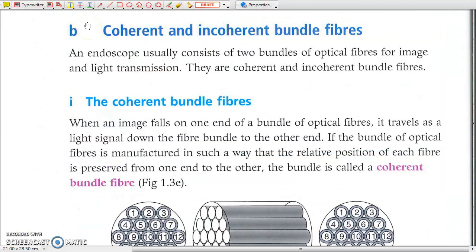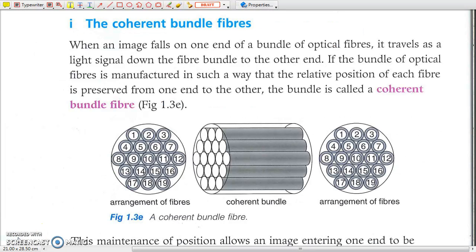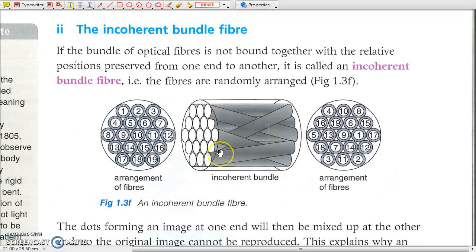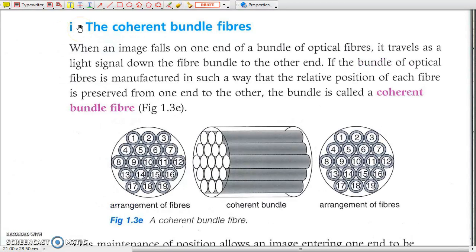B. Coherent and incoherent bundle fibers. Bundle fibers consist of many fibers bundled together into one. Due to slight difference in manufacturing process, there are two types of bundle fibers. 1. The coherent bundle fibers. The word coherent here does not mean same phase difference. A coherent bundle fiber preserves the relative position of each fiber from one end to another.